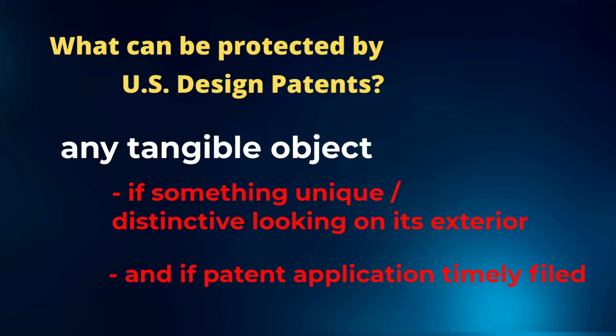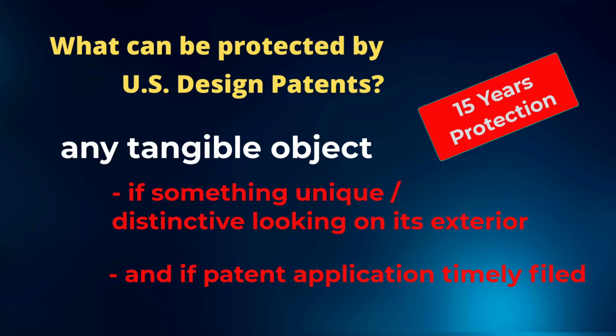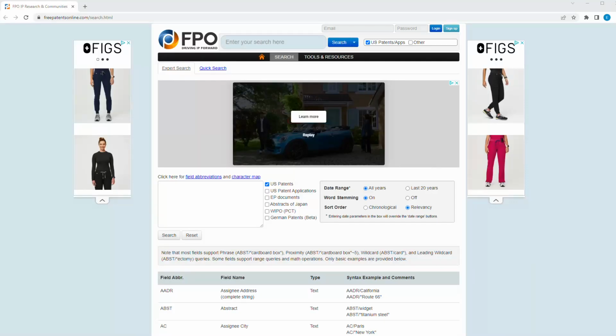And the reason one might seek a U.S. design patent is because that allows the patent owner to prevent others from selling the same or substantially similar designs as compared to the protected design in the U.S. for 15 years, as well as some other exclusionary rights. Okay, let's start looking at some different stuff that might be protected by U.S. design patents.